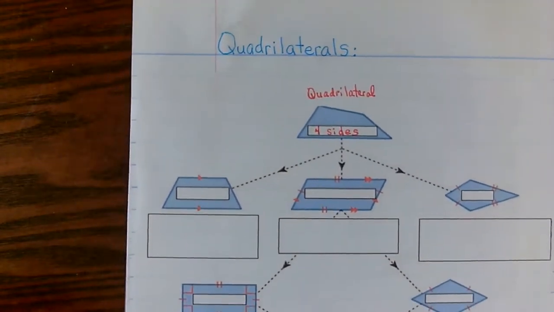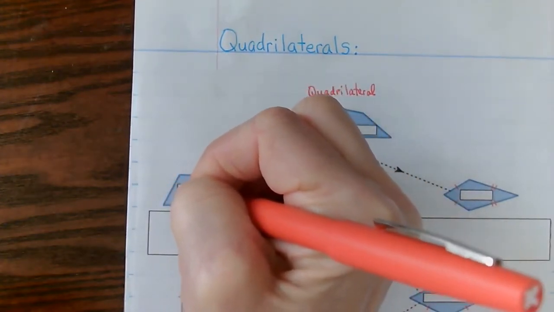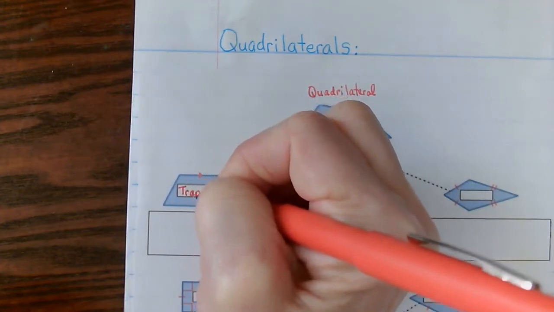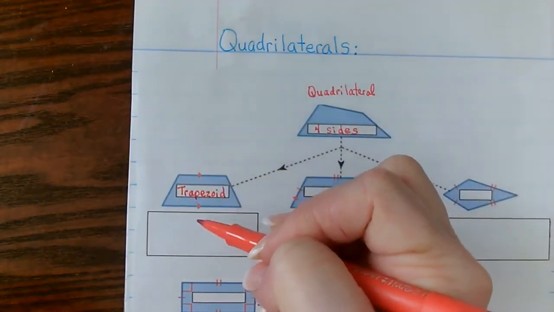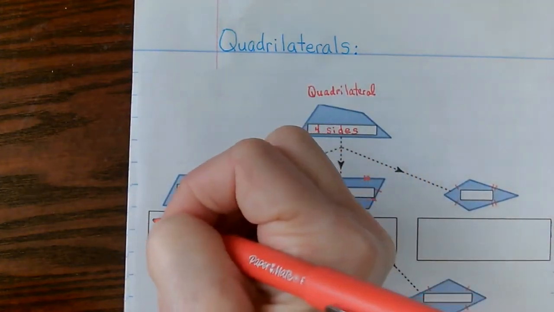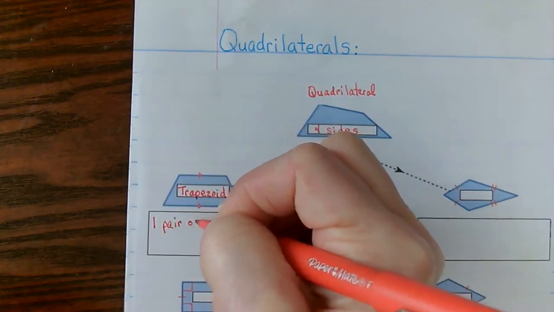This one on the left hand side is a trapezoid. And the rules of trapezoids are, if you see this little arrow here and arrow here, that's marking that both of these are parallel. So it has one pair of parallel sides.